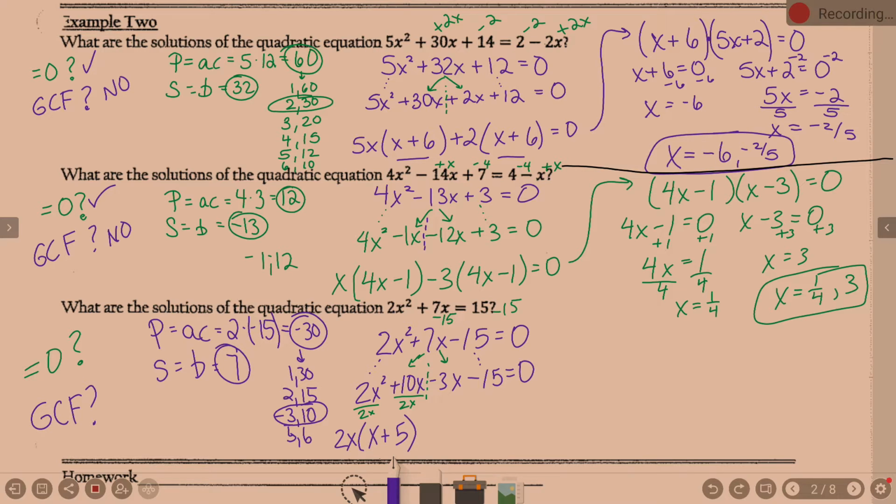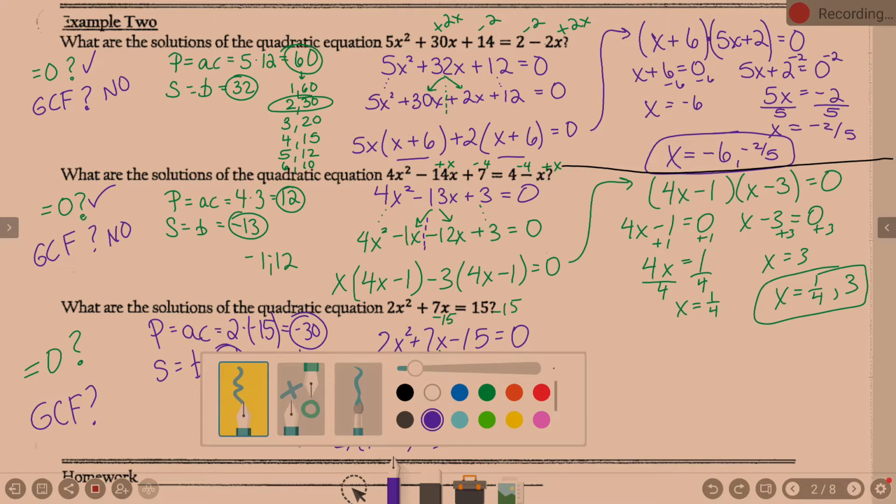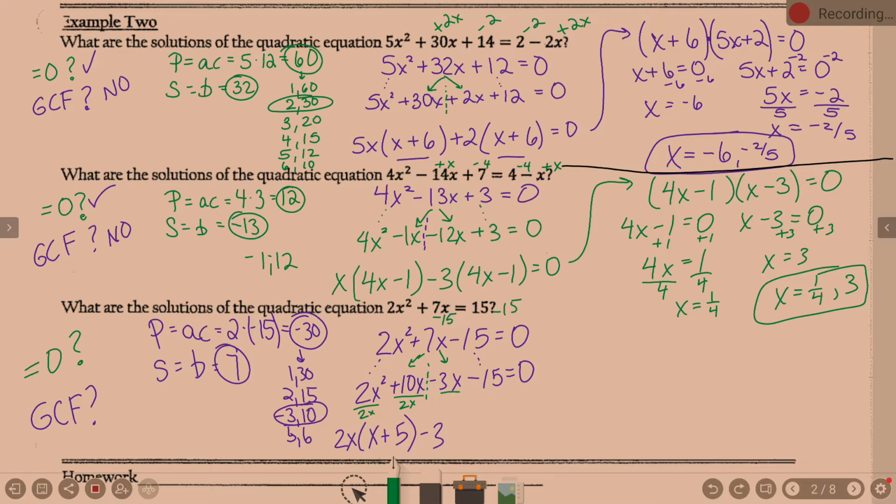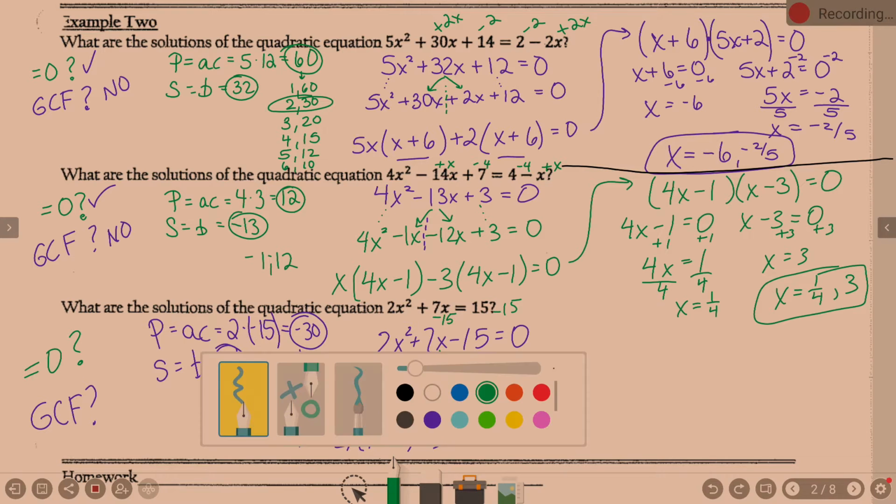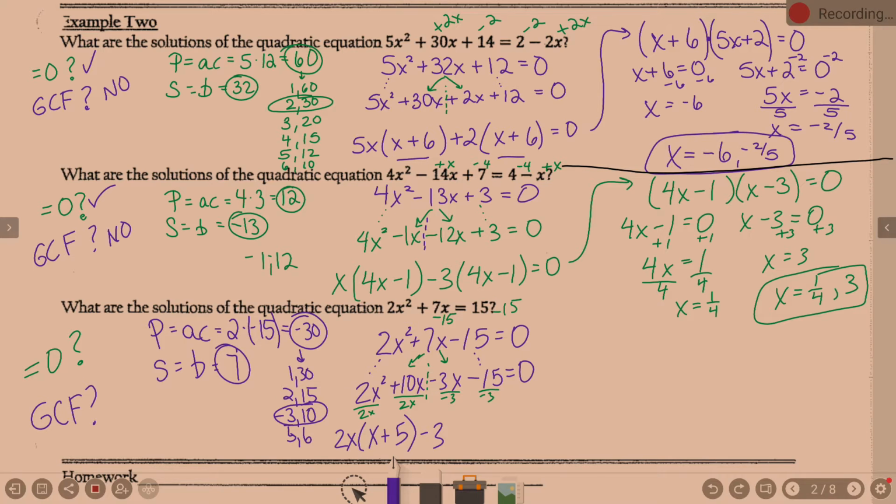Minus 3x minus 15. Divide by negative 3. They both divide by 3, and this is where I would say negative 3, because that first term is negative. Now, if it helps, you're dividing both those terms by negative 3. So it's negative 3x divided by negative 3, x. Minus 15 divided by minus 3, plus 5 equals 0.